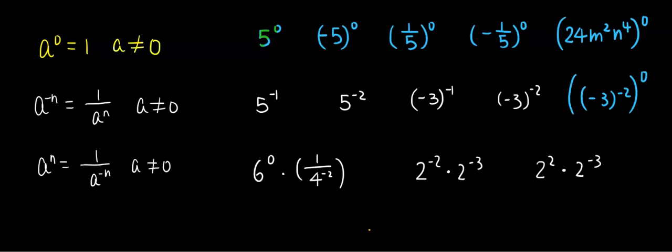Let's look at our practice 1. 5 to the 0th power, that is 1. How about (negative 5) in parentheses as the base to the 0 power? Still 1. How about a fraction, 1/5 to the 0 power? Still 1. How about negative 1/5 to the 0 power? Still 1.